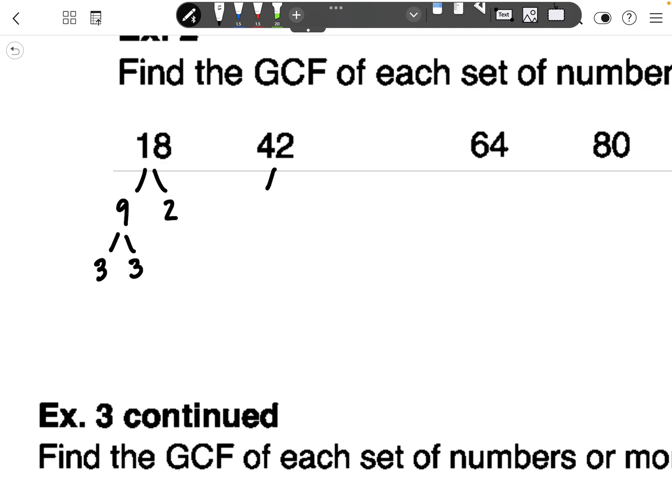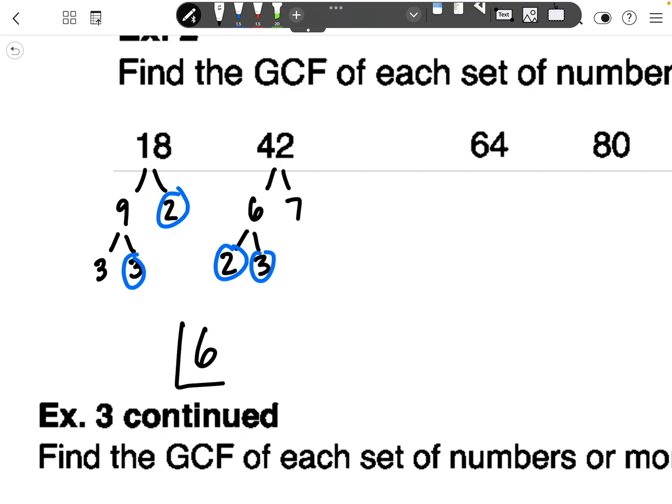And then 42, we start with 6 and 7, 2, 3. So I'm going to circle the ones that are the same. I have a 3 on both of them, and I have a 2 on both of them. 2 times 3 is 6, so my GCF is 6. 2 times 3.